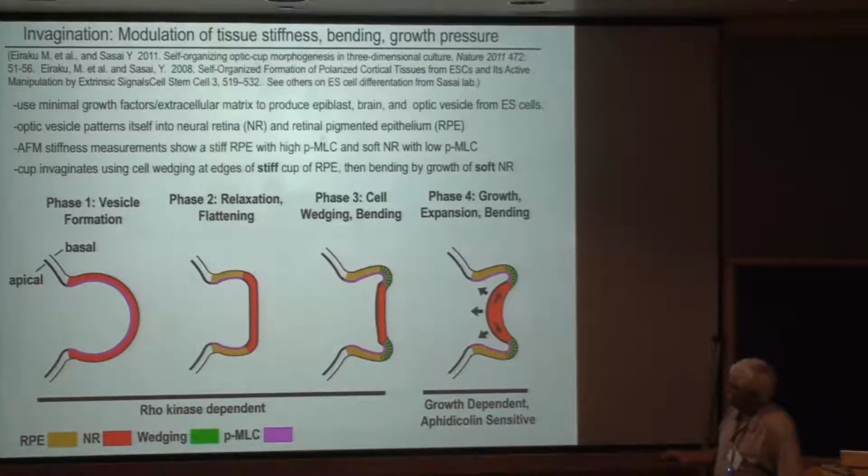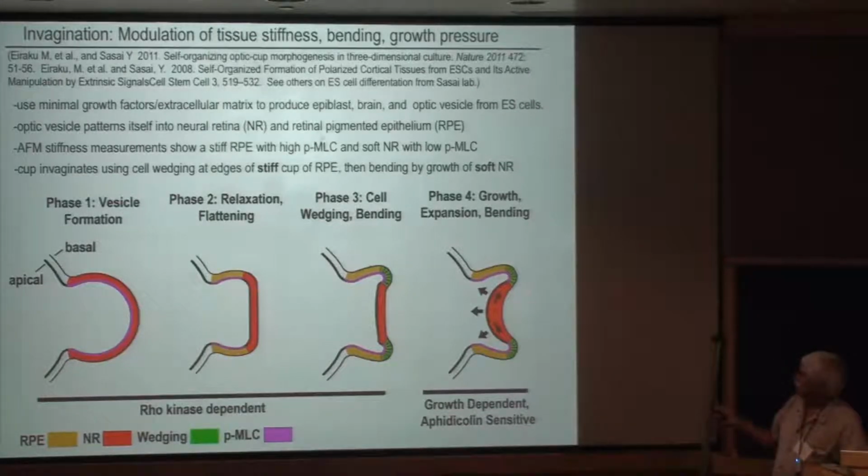And what's interesting is that this whole thing here is Rho kinase dependent, downstream of Rho kinase to myosin. All these phases are cytoskeleton dependent. This one isn't cytoskeletal dependent. It's dependent upon growth. And if you block cell division and growth, this process fails.